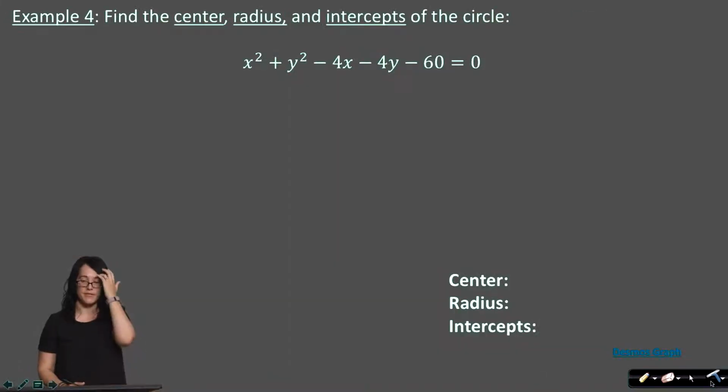In example 4, it tells us to do just that. We're asked to find the center, the radius, and the intercepts of this circle. Now again, in future math classes, we won't tell you it's a circle. You'll have to recognize it. How do you know it's a circle here?